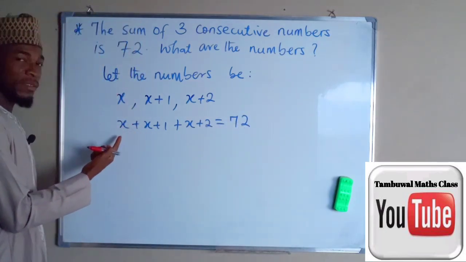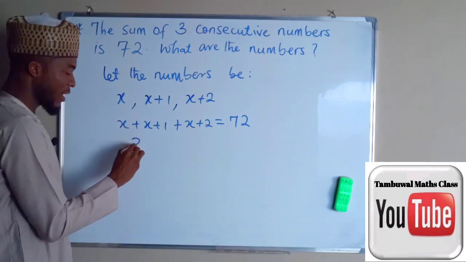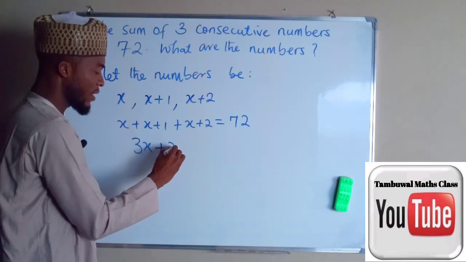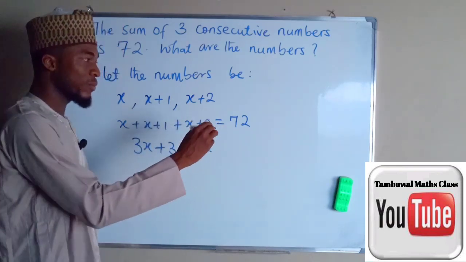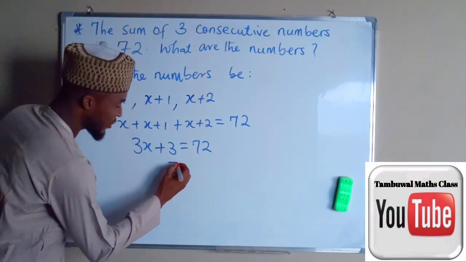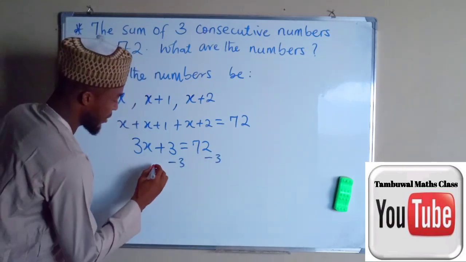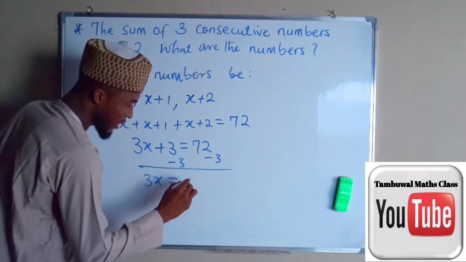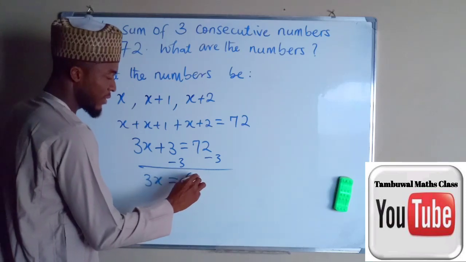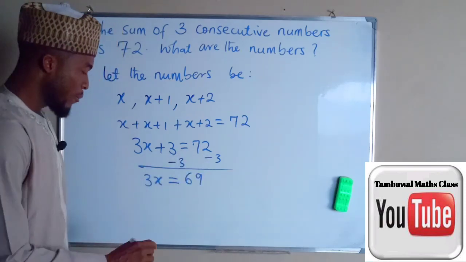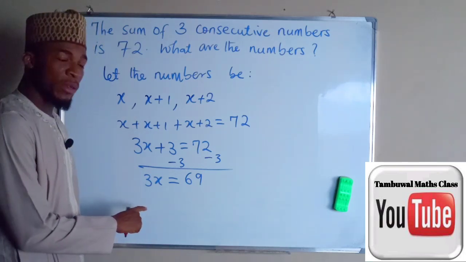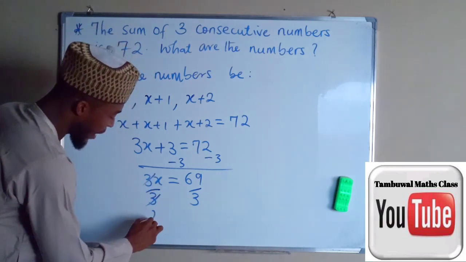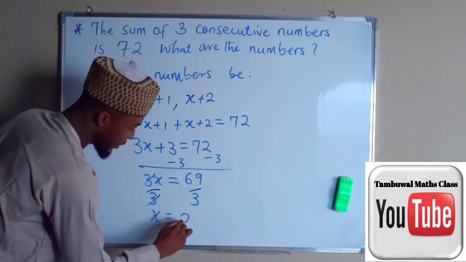We have how many x's? 1, 2, 3. Altogether 3x. And the numbers, we have 1 plus 2, which is equal to 3. This is equal to 72. Now, if you subtract 3 from both sides, you are going to have 3x on the left hand side, and to the right hand side, you are going to have 69. Because we are looking for x, we are going to divide both sides by 3. Divide by 3, divide by 3. x is equal to 23.